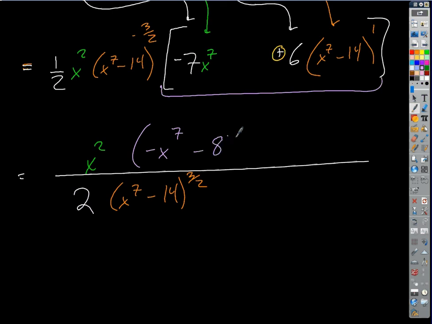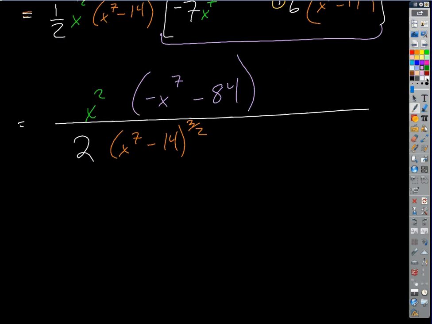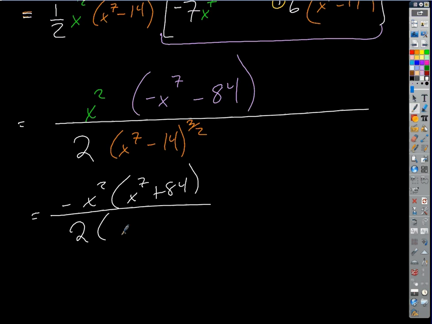Okay, good. Is there anything we could factor out of there? Negative 1. Maybe a negative 1 would be nice. So our very final answer then would be something like negative x squared times x to the 7th plus 84, divided by 2 times x to the 7th minus 14 to the 3/2. Once again, that's pretty useful.